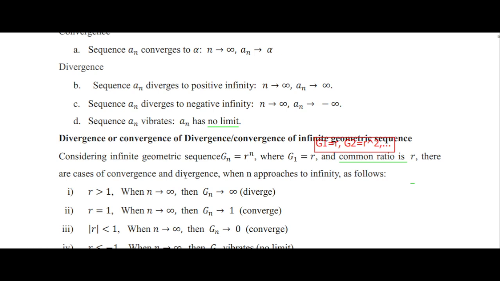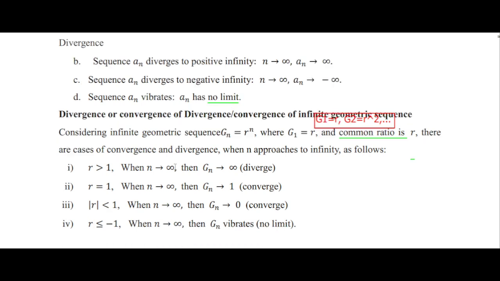There are cases of convergence and divergence when n approaches infinity, as follows. For this geometric sequence, whether it is convergent or divergent, we have cases. Case 1: if r is greater than 1, when n approaches infinity, this geometric sequence is divergent, it tends to infinity. Case 2: for r equal to 1, when n approaches infinity, 1 to the power of infinity is 1. So this geometric sequence is convergent, approaching 1 as n tends to infinity.